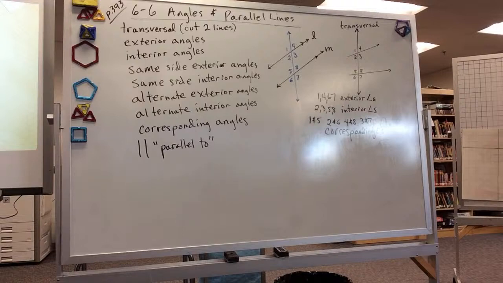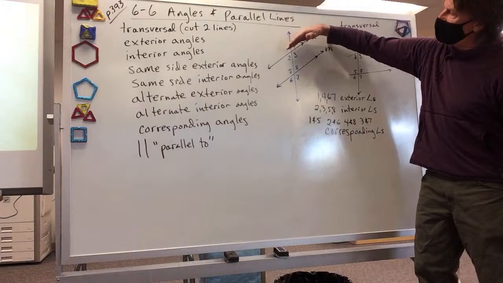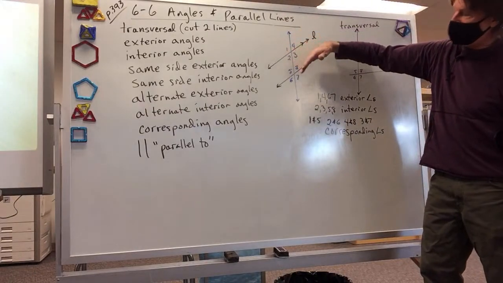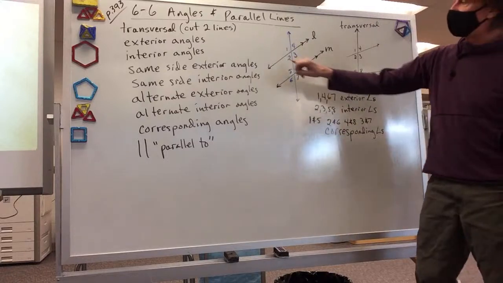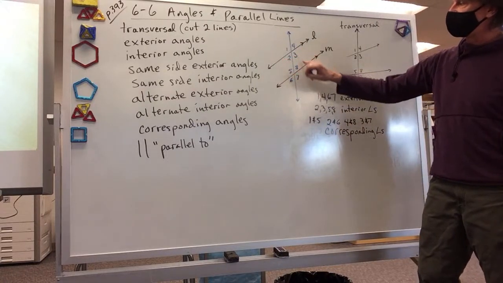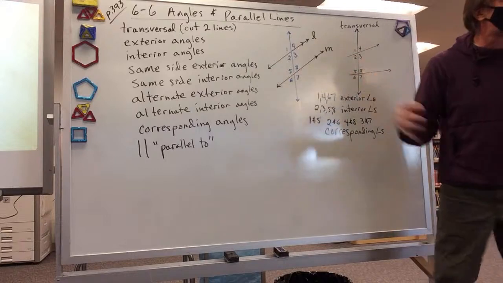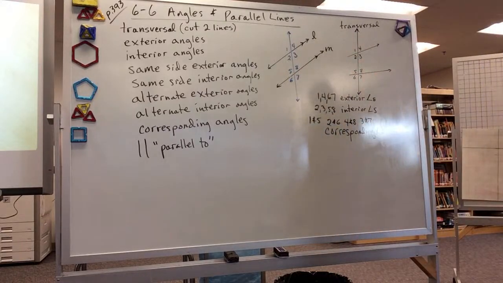So when we have a transversal cutting parallel lines, corresponding angles are the same. They're equal. So if you were to take that line L and just slide it and keep it parallel, eventually it's going to sit right on top of line M. Therefore, 2 and 6 are the same. 3 and 7 will be the same. All the corresponding pairs have the same measure.